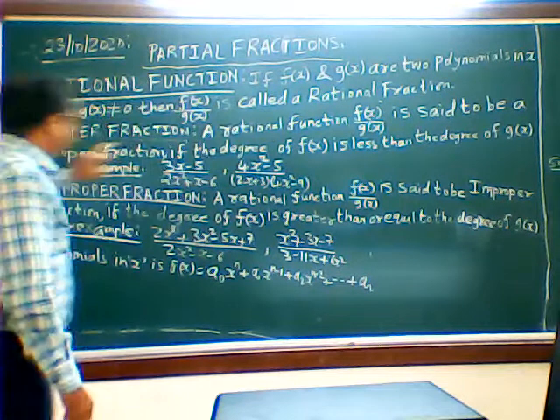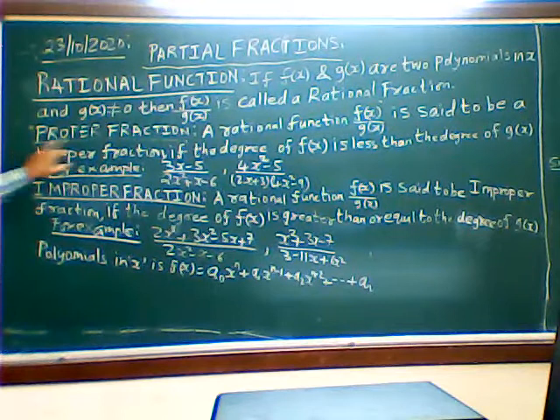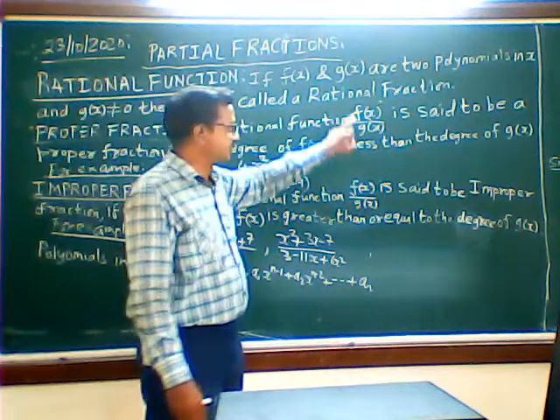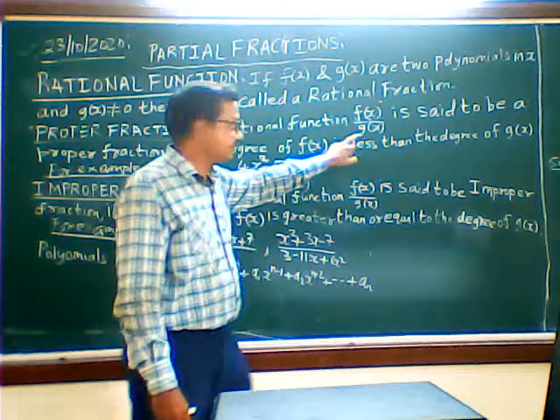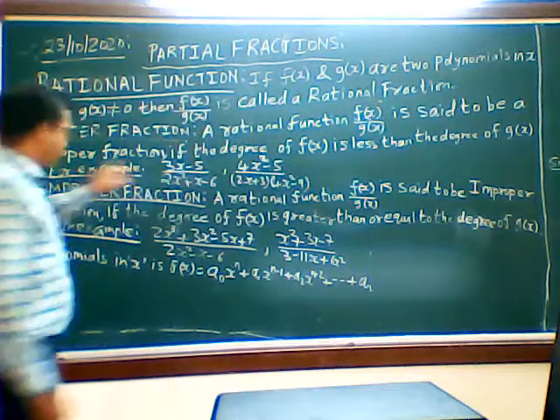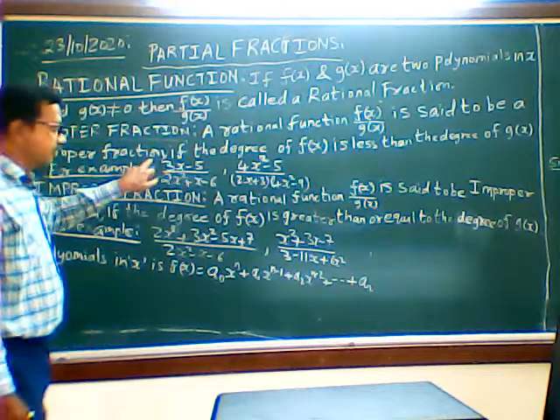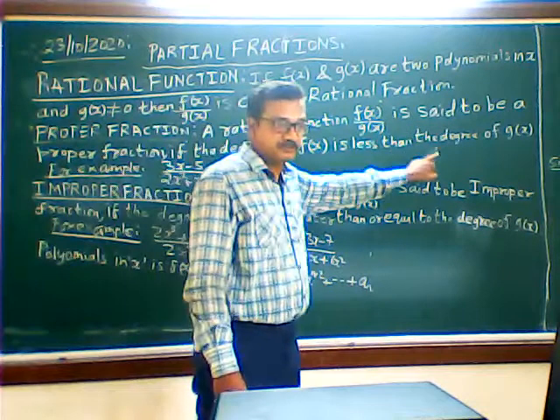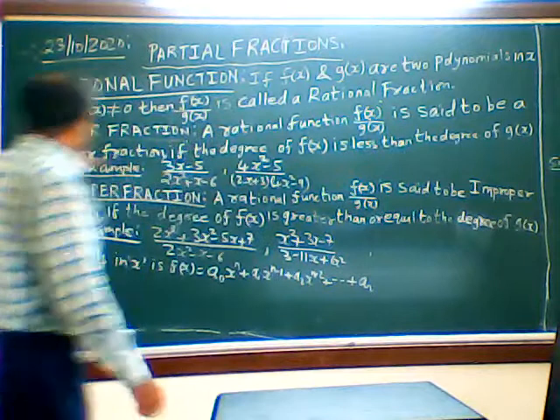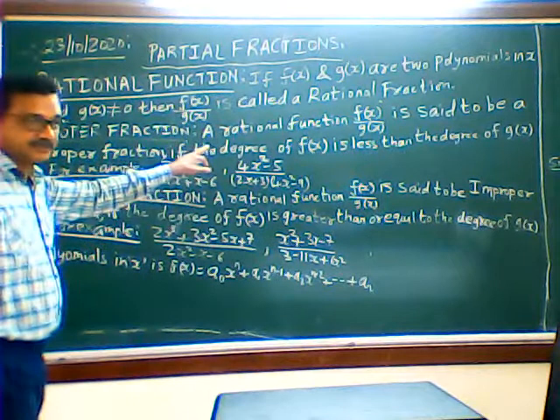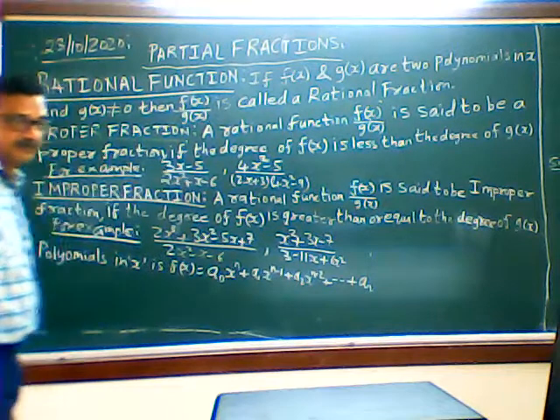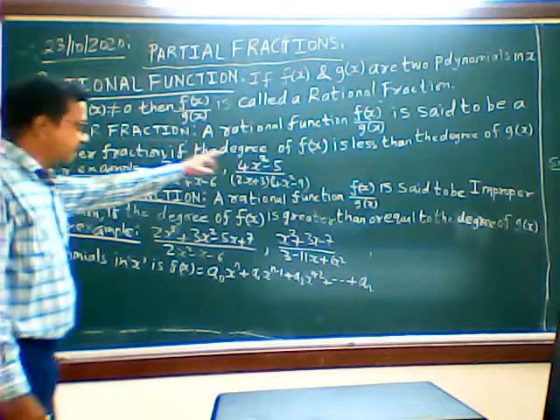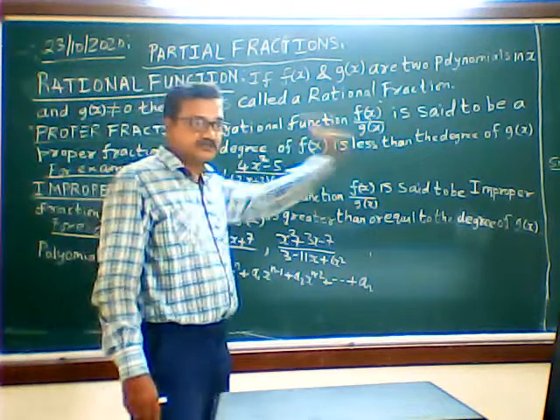Okay. So next is proper fraction. What is a proper fraction? A rational function f of x divided by g of x is said to be a proper fraction if the degree of f of x is less than the degree of g of x. Got it? What is a proper fraction? A rational function f of x divided by g of x is said to be a proper fraction if the degree of f of x is less than the degree of g of x.